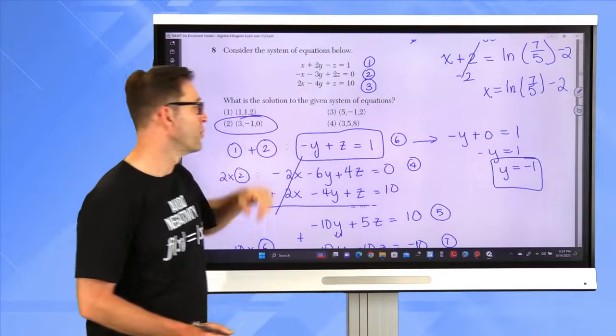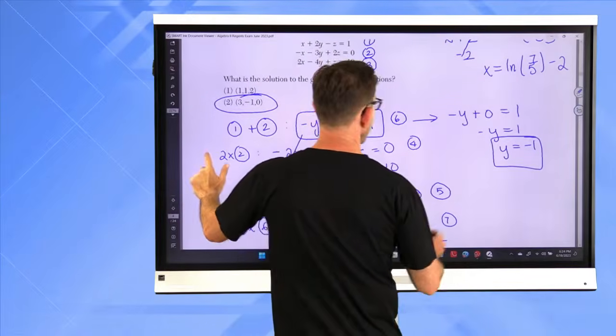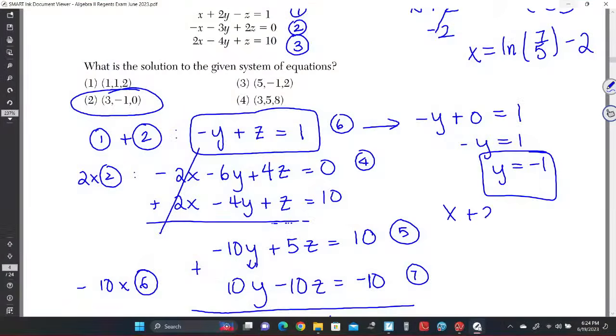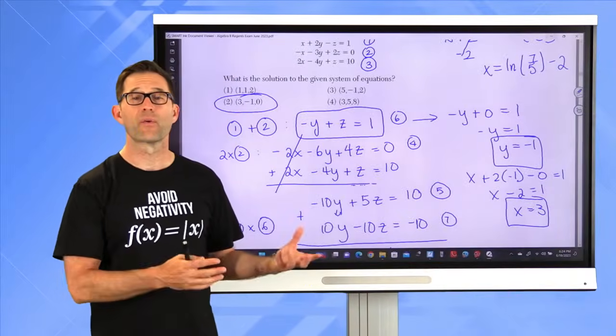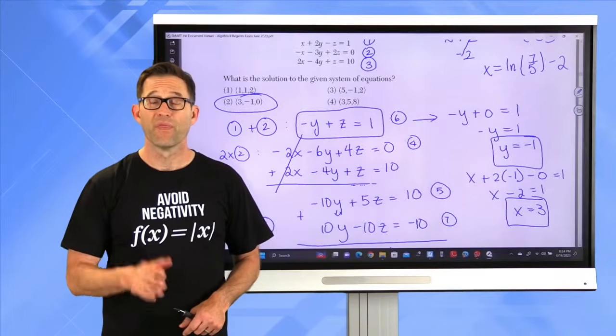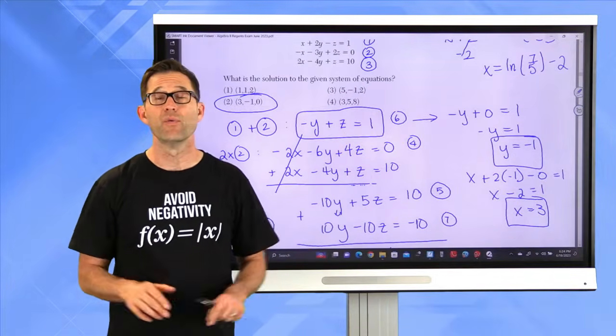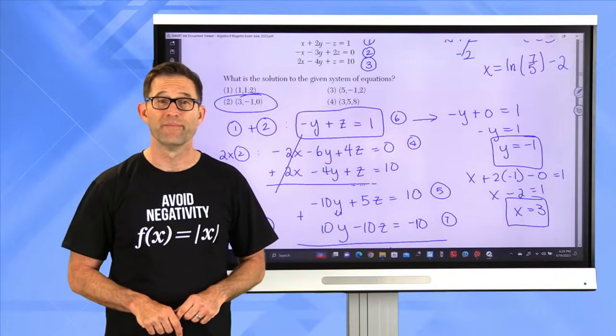Probably the most convenient one would be the first one, right? And then I could say x plus 2 times y minus z is equal to 1, and that would be x minus 2 is equal to 1, and x would be equal to 3. So again, I realize that there are other ways to do this, but that's the way you full on do this particular multiple choice problem.